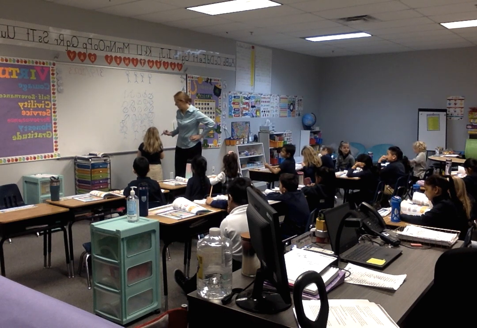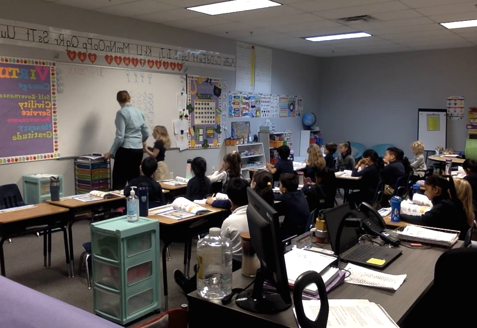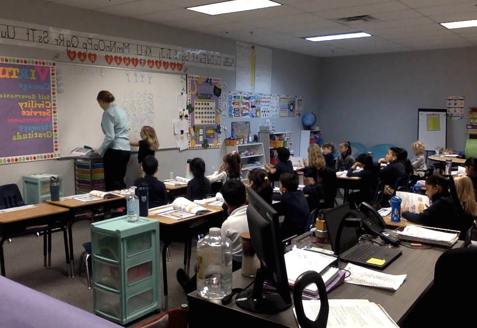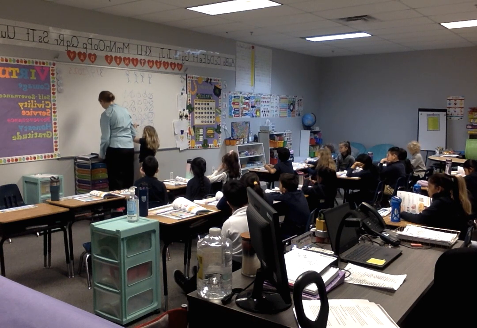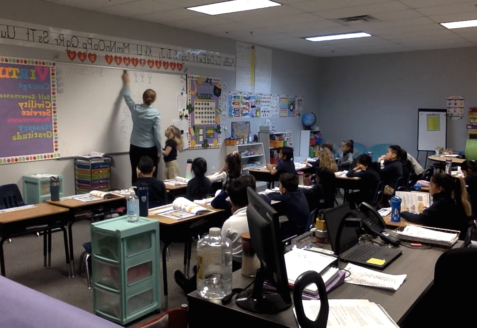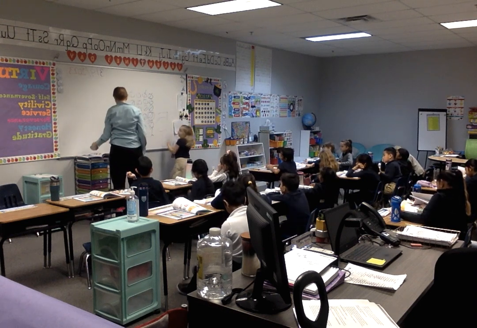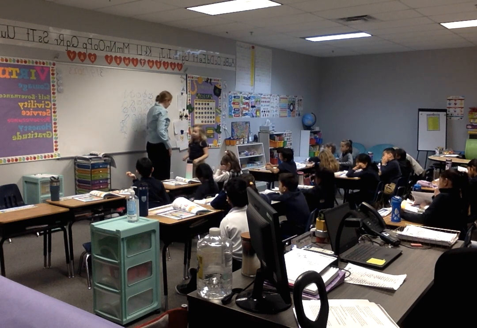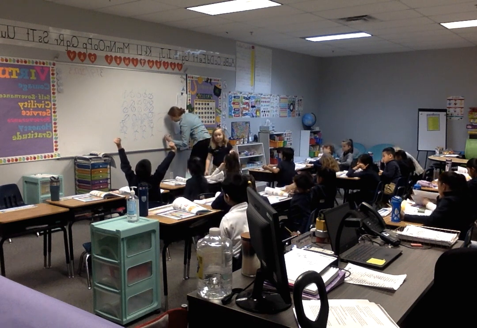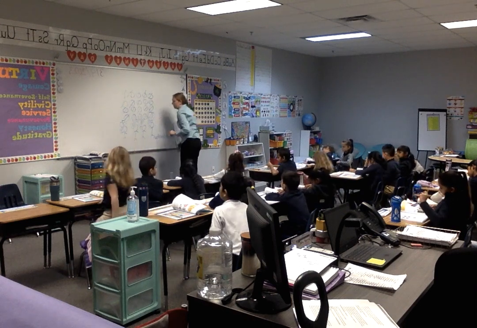Alright, Addie, count how many each kid gets. 1, 2, 3, 4, 5. Okay, do they all have 5? Okay, make sure. Okay, so can you write the number of how many each kid got? Alright, each kid got how many marshmallows, Addie? 5. 5 marshmallows. Okay, write that down under your A.